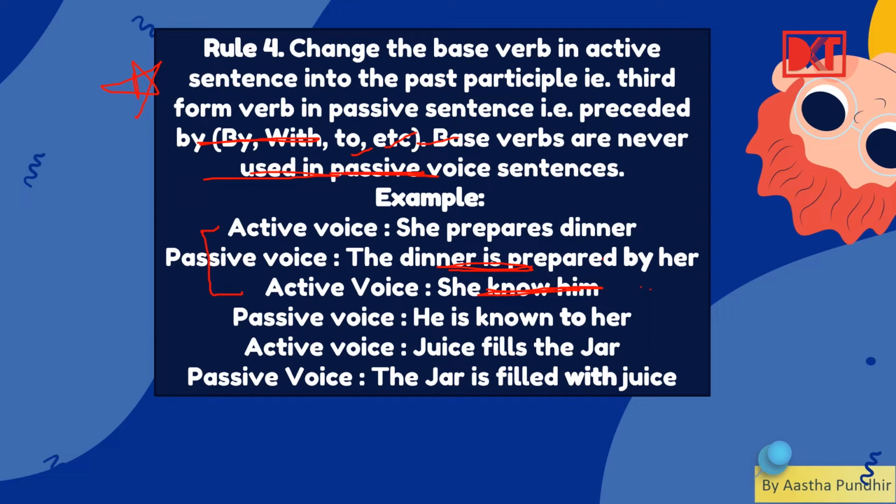Okay. Next example. Here it says she know him. Okay. Oh, I'm sorry. It should be she knows him. Okay. It will change in passive voice to: he is known to her. What has come here? To has come, and the verb became the past participle, knows to known. Alright. Similarly, active: juice fills the jar. So its passive voice is: the jar is filled with juice. The jar got filled with juice. So the jar is filled with juice.